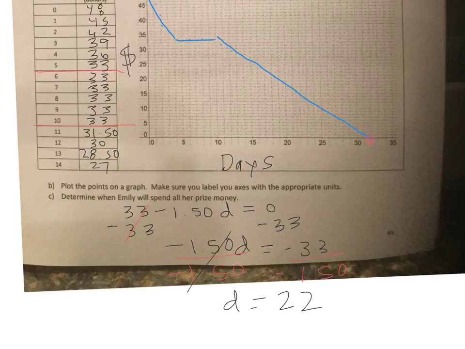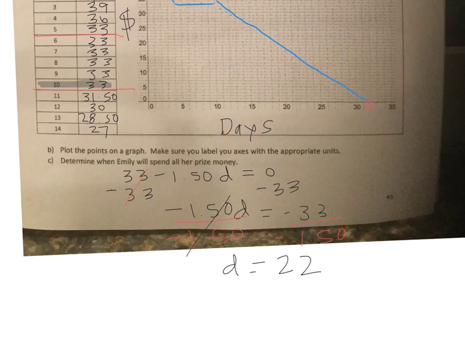But remember, we started at day 10, because we said at day 10 she has $33. So there were already 10 days previous to that. So what you're going to do is take your 22 and add 10 more days to that. That will give you a total of 32 days, which actually was our estimate from our graph.